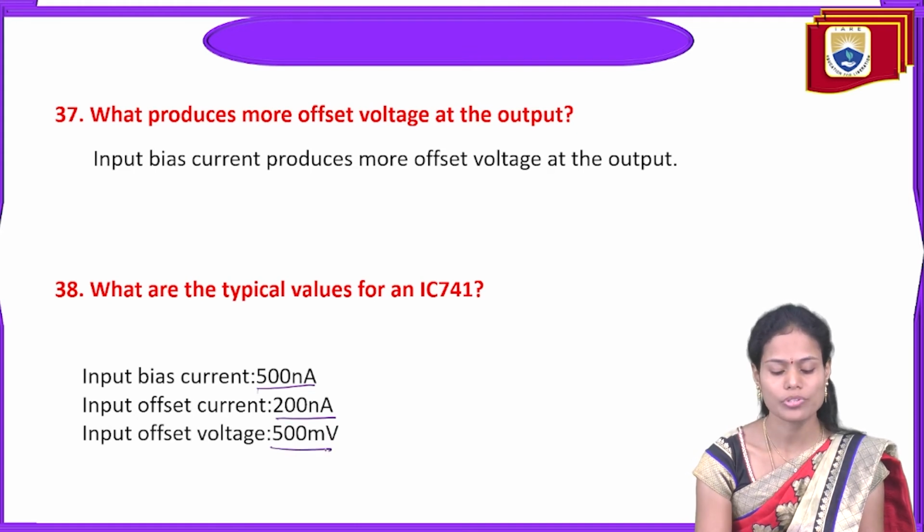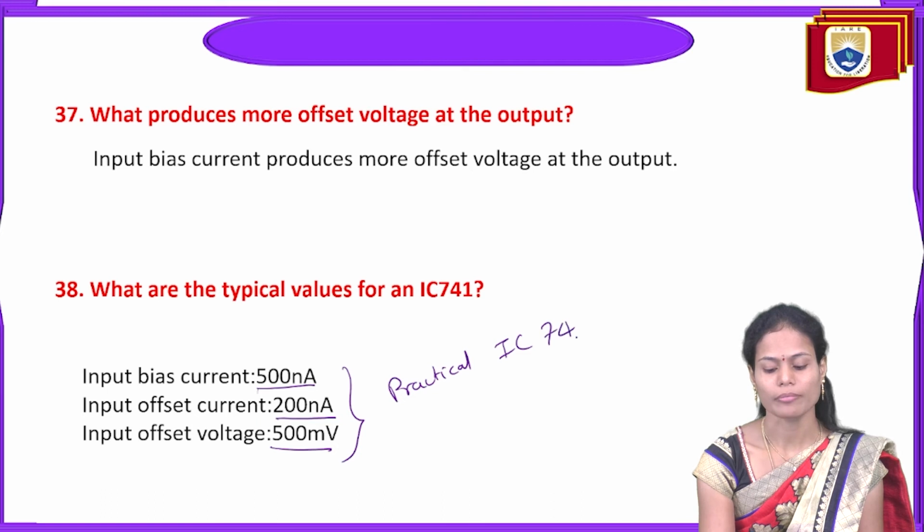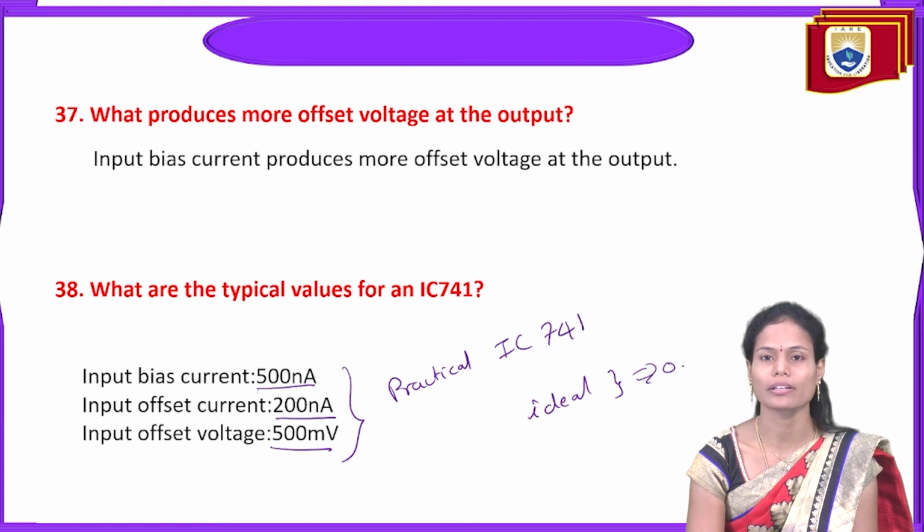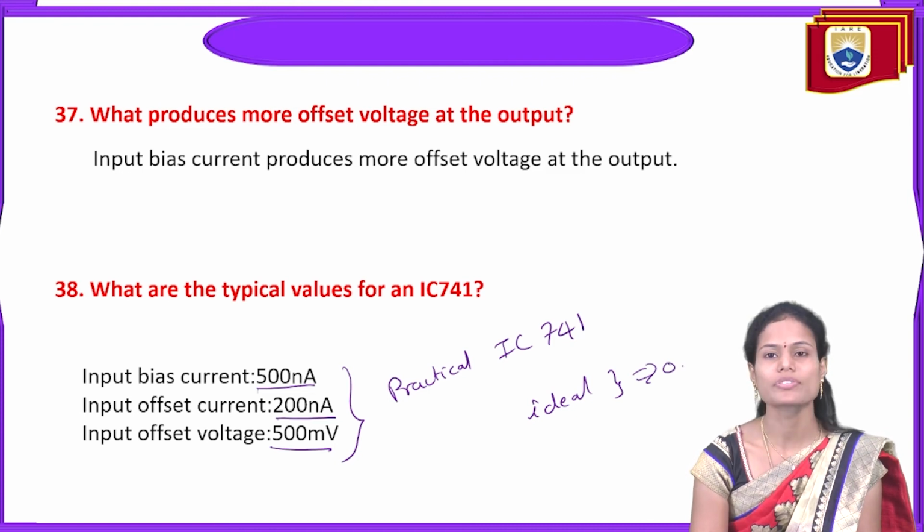500 millivolts. These values are for the practical IC741. But in the ideal case, all these values must be zero. In the practical case, we should not get any offset values or offset voltages.